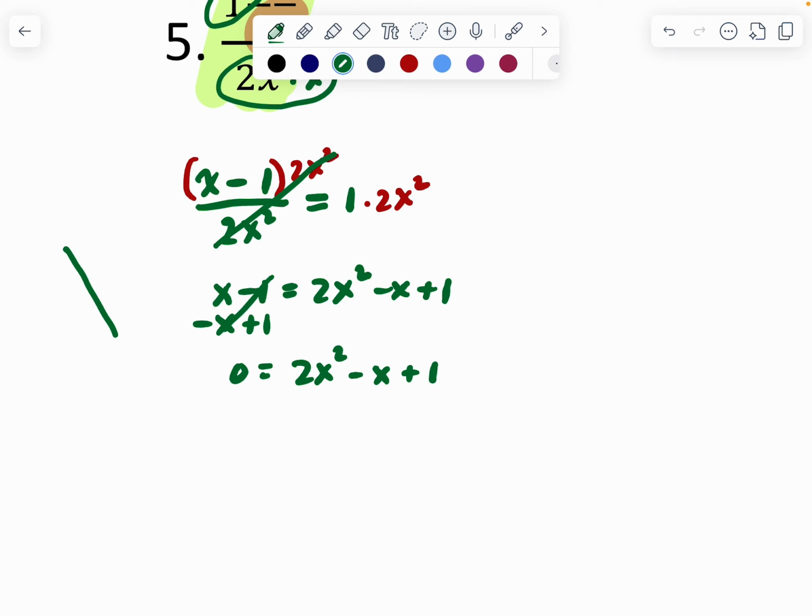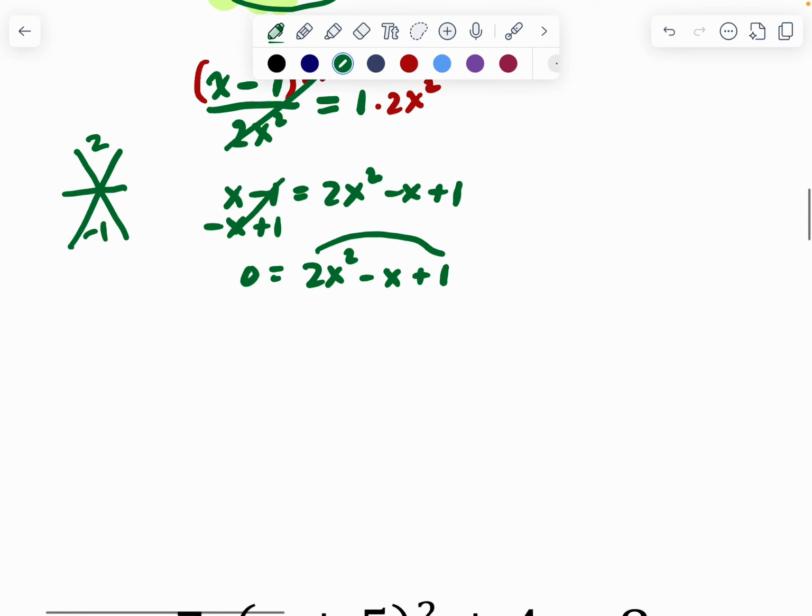We wanted two numbers, it's a big star here, that when I multiply them together, I get 2, and when I add them, I get negative 1. That's not going to work. So you have to use the quadratic formula. So gross, so here your a equals 2. Your b is negative 1, and your c is 1.